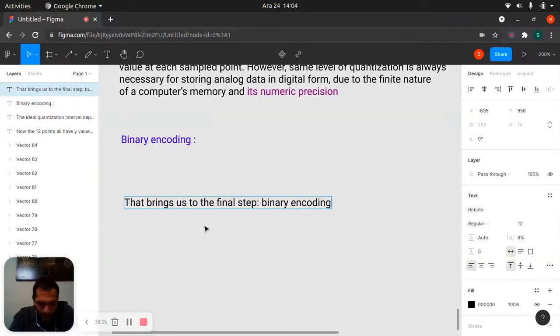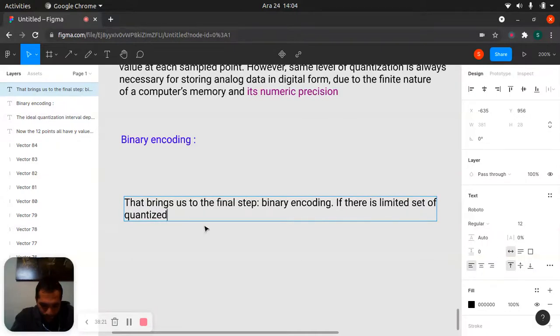If there is a limited set of quantized values, the computer does not need to store the actual value. What it's saying here is, if there is a limited set of quantized values, the computer does not need to store the actual value.